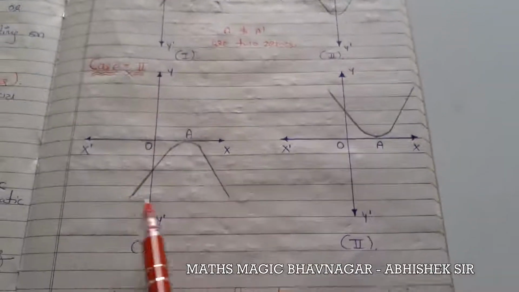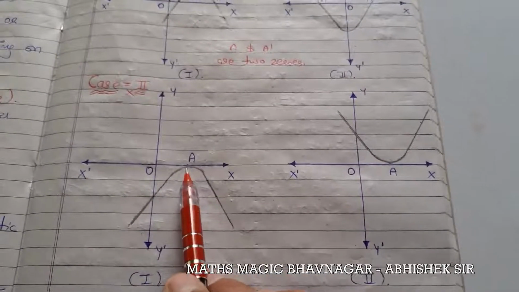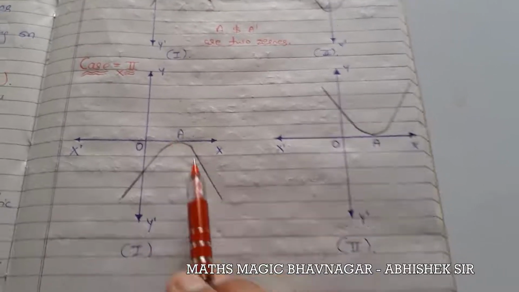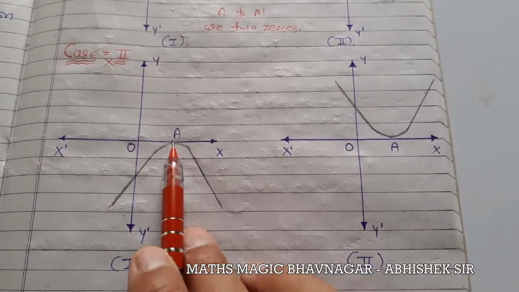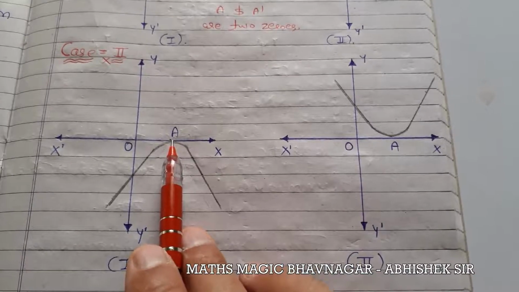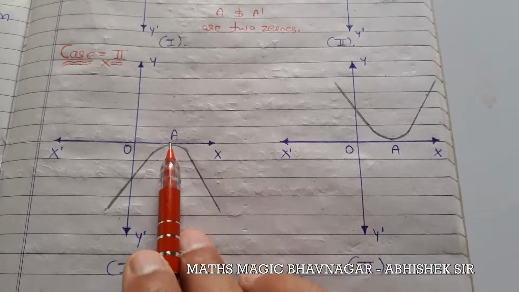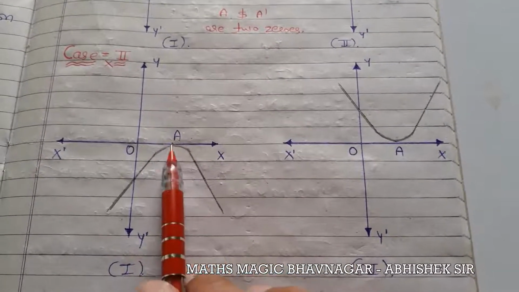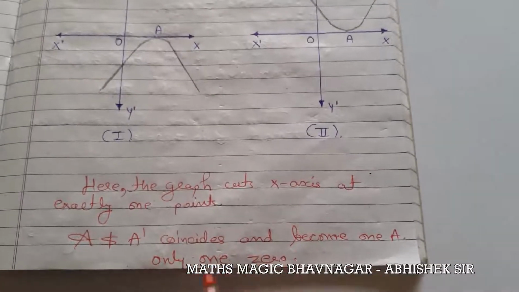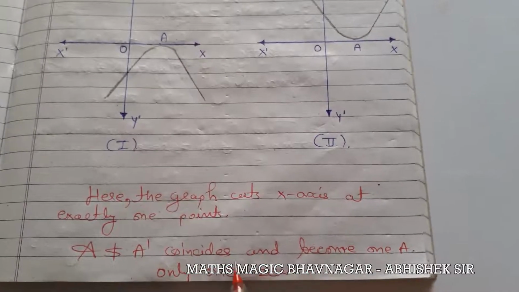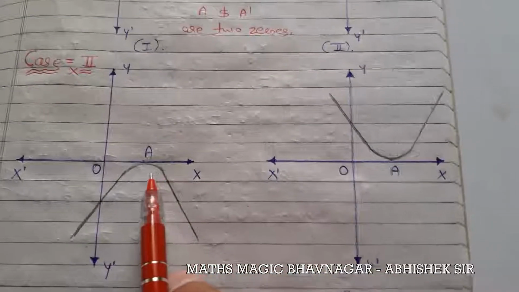Case 2 is that it is intersecting at only one point. Here a and a dash coincide, thus we are getting only one coordinate, the only one point where the intersection of the graph with the x-axis takes place, that is point A. Here a and a dash coincide and become one point. So we are getting only 1 zero.